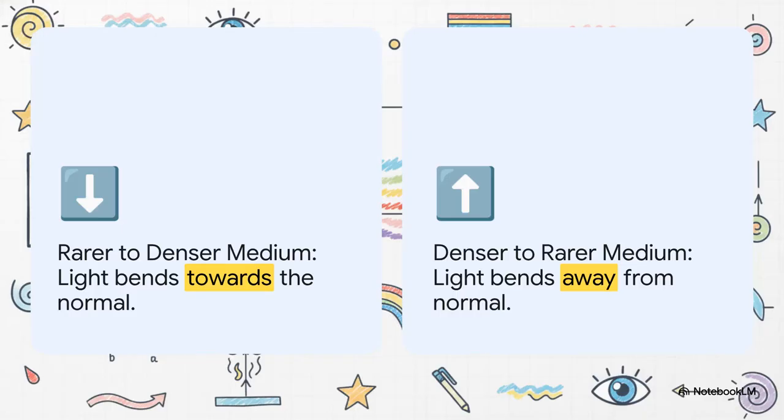Let's build a really clear mental model for how this direction changes. When light travels from a rarer medium, like air, into a denser medium, like glass, it slows down and it bends towards that perpendicular normal line. Conversely, when it travels from a denser medium back out into a rarer one, it speeds back up, bending away from the normal. Once you picture it, it's an incredibly predictable dance.